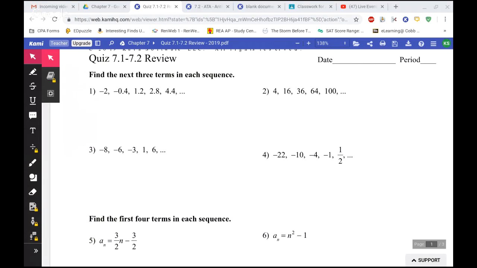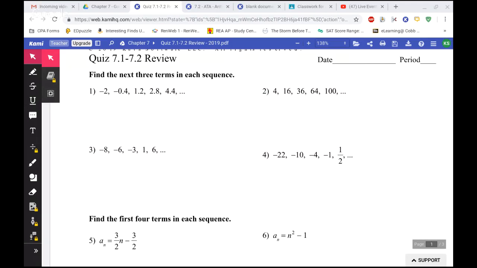I am going to begin the review for tomorrow's sequence and series quiz, number 1, that covers section 7.1 in general, and 7.2 specifically addressed arithmetic series.